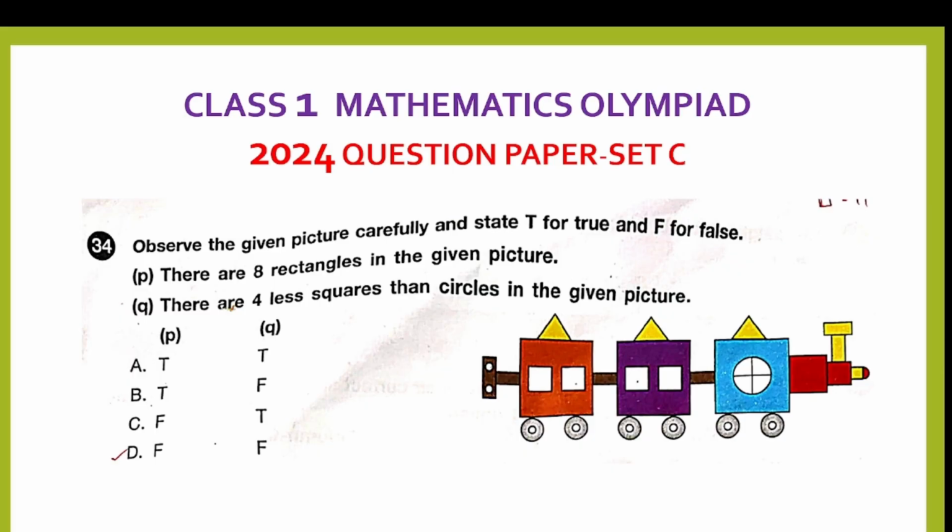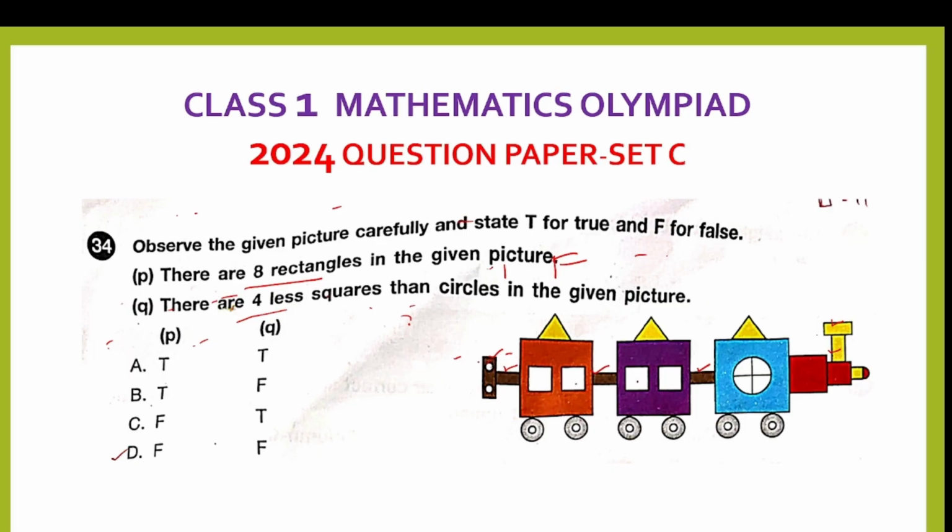Next question. Observe the given picture carefully and state capital T for true and capital F for false. So statement P is there are 8 rectangles in the given picture. So let's count the rectangles. So here is one rectangle, second, then third, fourth, fifth, and sixth. So there are 6 rectangles. Means the given statement is a false statement.